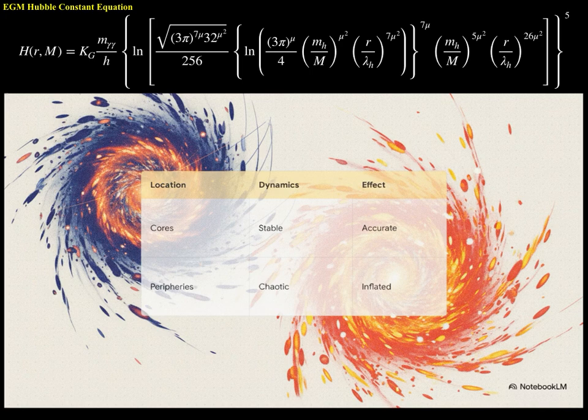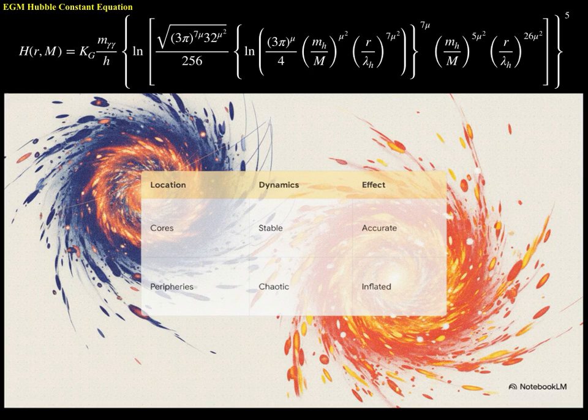how space-time behaves locally. The centers of galaxies, what physicists call virialized cores, are gravitationally settled. They're dynamically stable. They are tightly bound to the cosmic frame, which makes them incredibly accurate representations of the true global expansion rate. But the peripheries, those outer edges, are chaotic, unrelaxed, and dominated by inward falling material. Any measurements taken out there are systematically inflated because of that local space-time stretch.